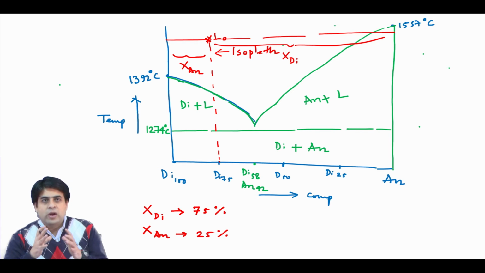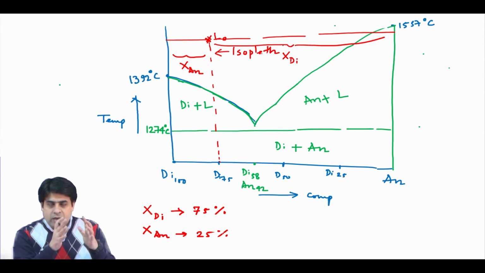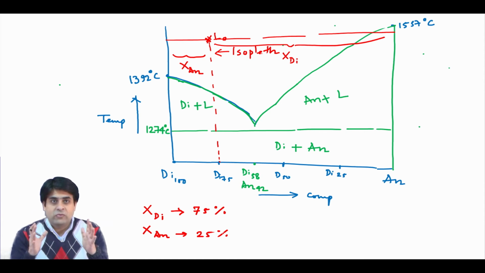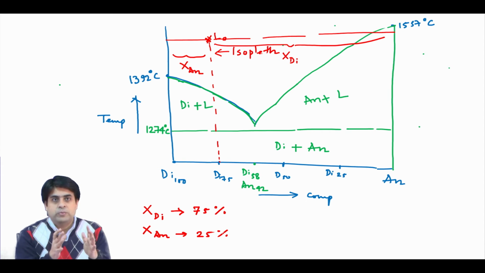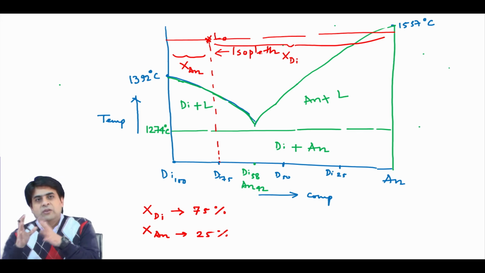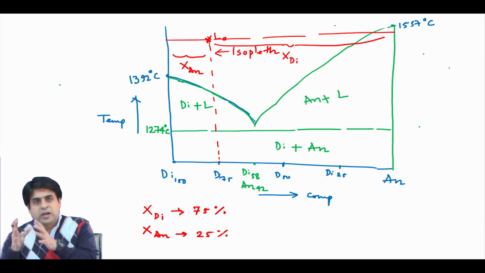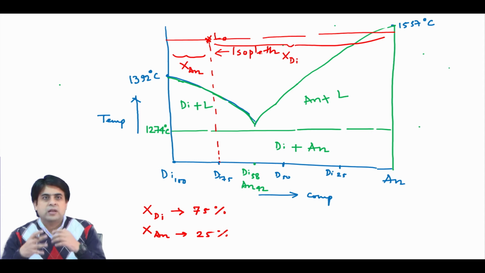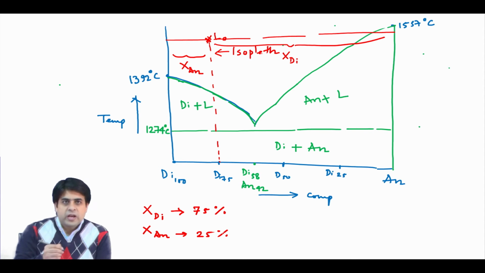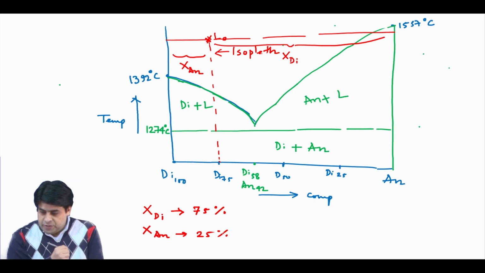It is not that you have a solid diopside proportion of 75% and the remaining 25% is your anorthite. It is a single liquid phase in which you have 75% of your diopside component and 25% of your anorthite component. Okay, so it is like a solid solution of liquid.